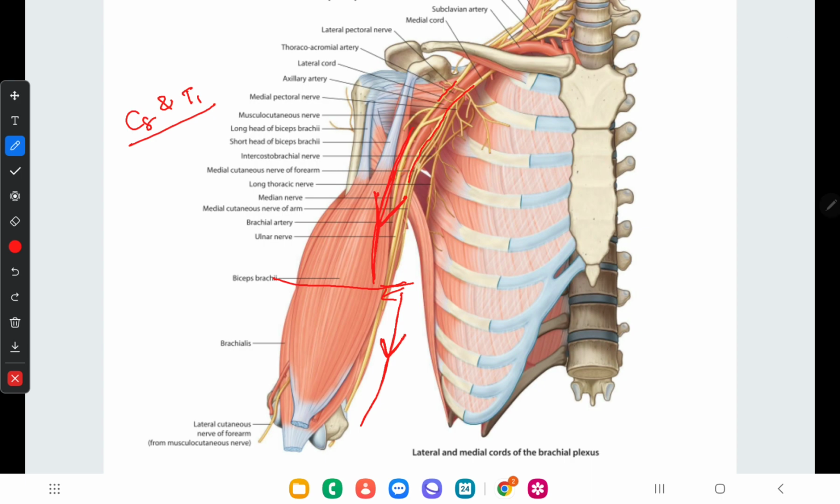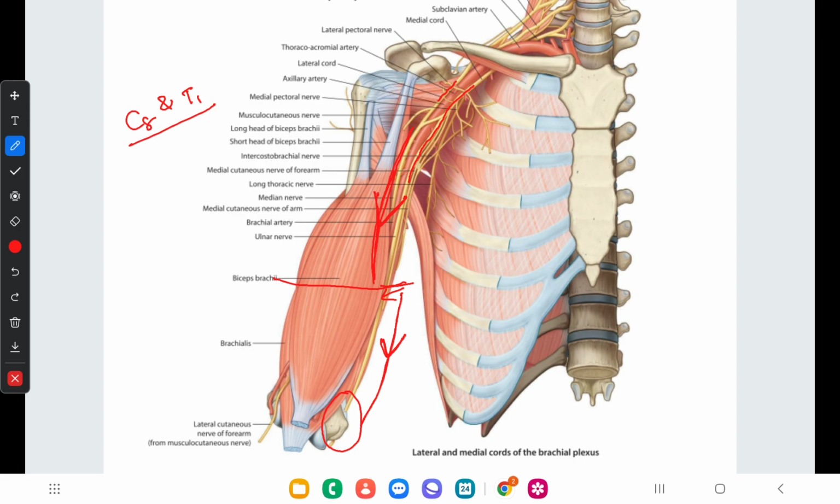Then it descends downward with the superior ulnar collateral artery and lodges in a groove on the posterior aspect of the medial epicondyle. Here you can see it is in the posterior aspect of the medial epicondyle. In the arm, the ulnar nerve doesn't give branches to any muscle. It starts giving rise to branches in the forearm. This is the ulnar nerve course in the upper arm.